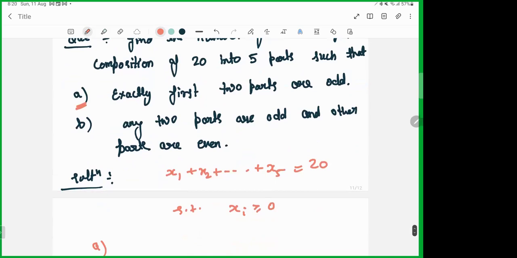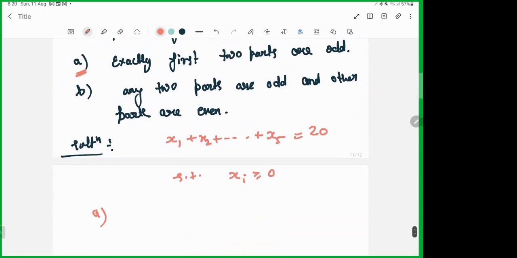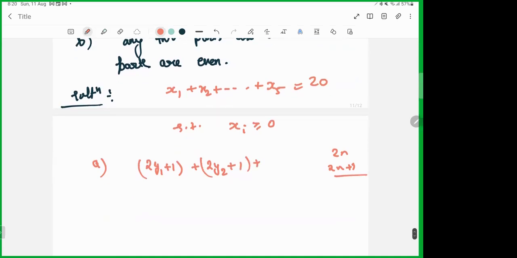Exactly the first two parts are odd. That means x1 and x2 are odd. So odd numbers are of what form? Integers are of the form 2n and odds are of the form 2n plus 1, right? Yes. So you can write x1 is of the form 2y1 plus 1, x2 is of the form 2y2 plus 1, right?